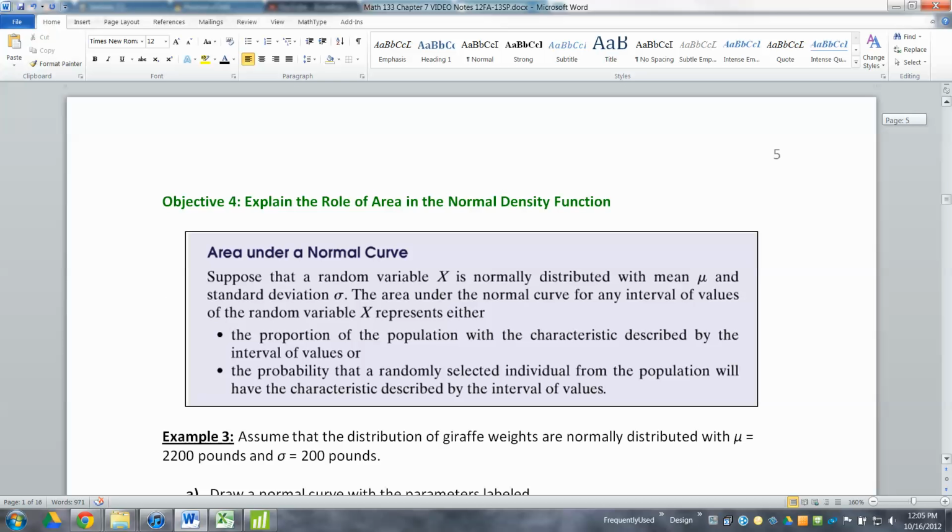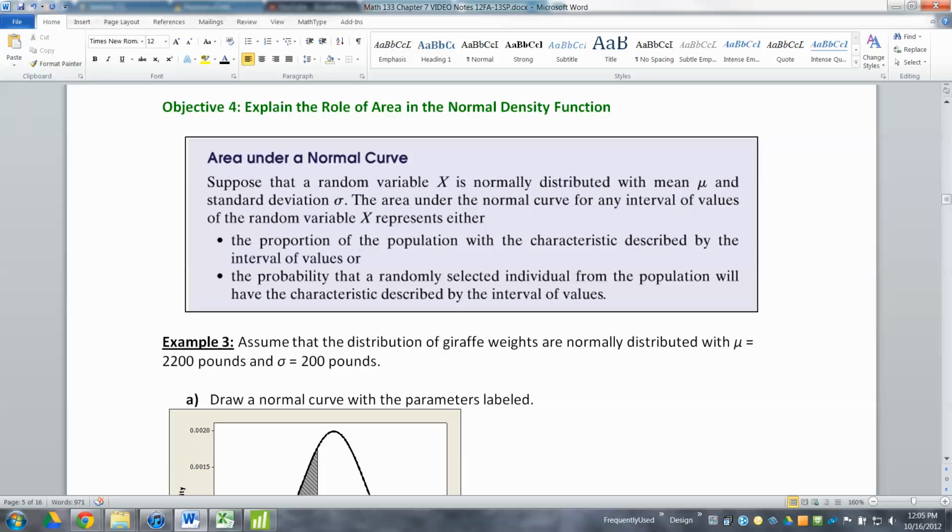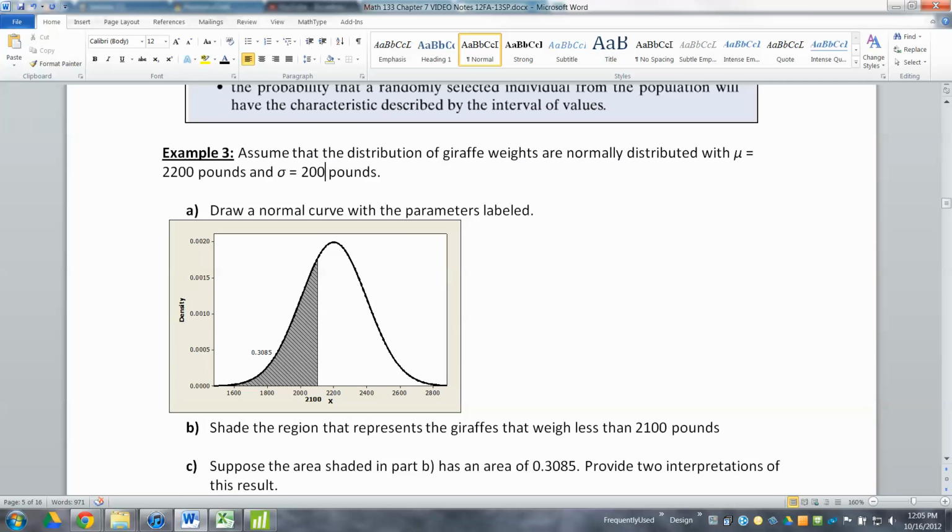So the question is, when we find that area, what's it going to mean and how do we find that area? Well, I'm going to teach you what it means right now, and then finding the area, that's what we're going to cover in section 7.2. So you can think of the area under a normal curve as two different things. You can think of it as proportion or as a probability. They're kind of two sides of the same coin. It's just a question of how you choose to think about it. But they basically mean the same thing. So we're going to do this with an example, and hopefully that'll make it clear to you.